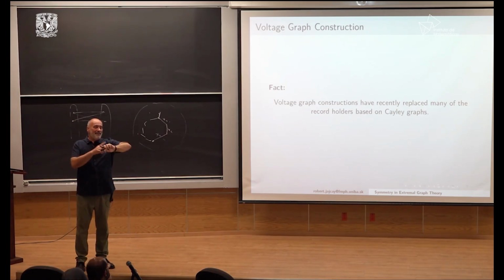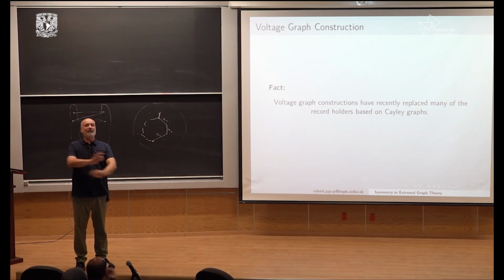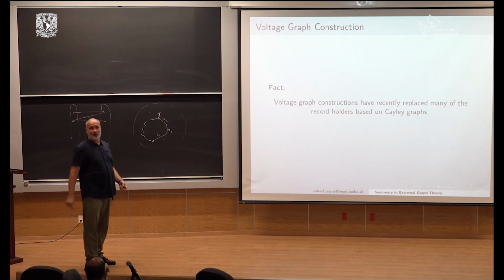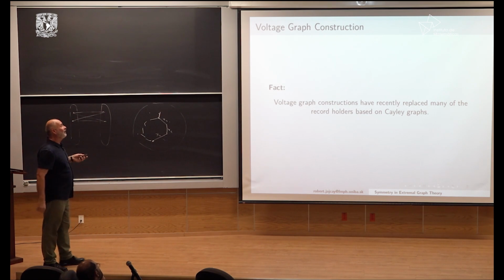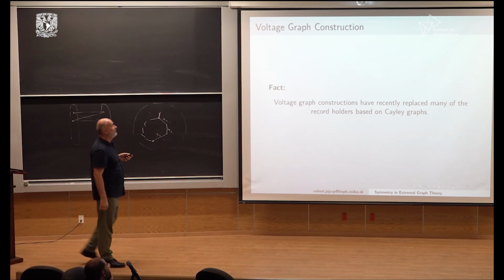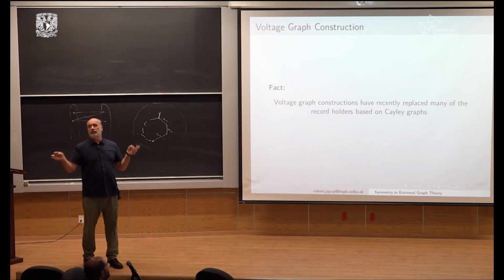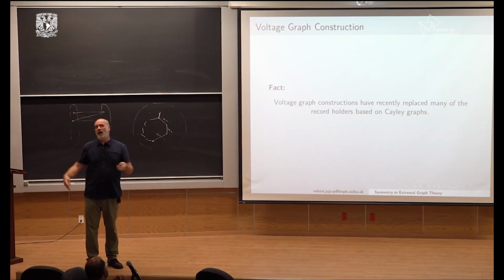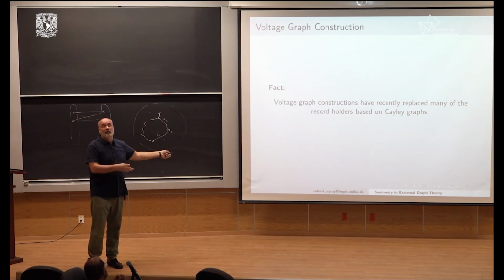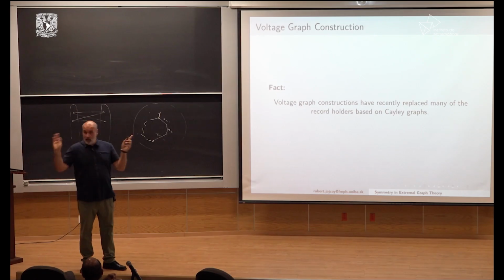In the remaining time, absolutely irresponsibly, too quickly, what's the new construction that we use now? It's called the voltage graph construction. And again, just take my word for it. Voltage graph constructions have recently replaced many of the record holders on Cayley graphs. So you switch. If other people are going to beat you with this construction, you use it too.